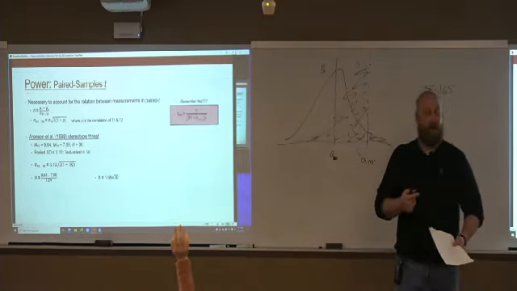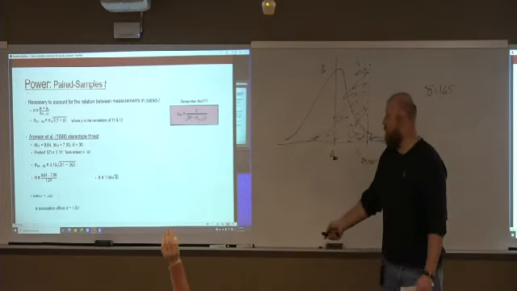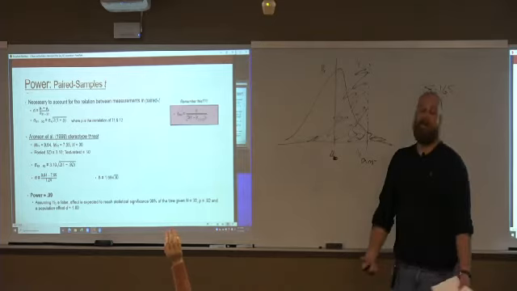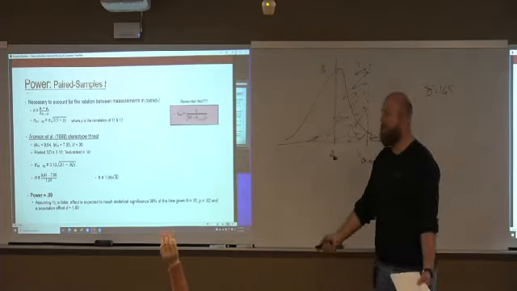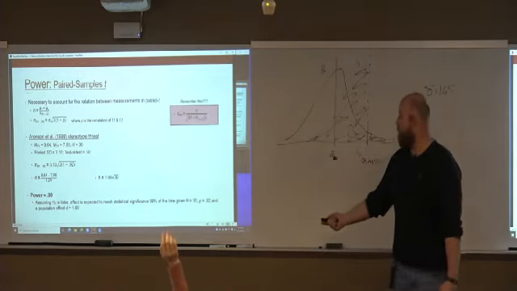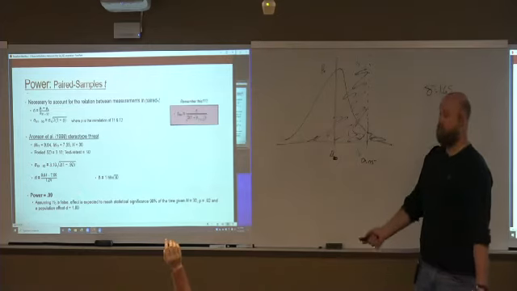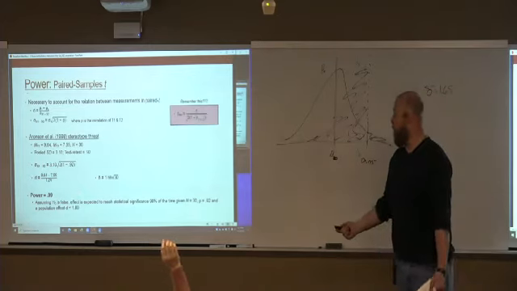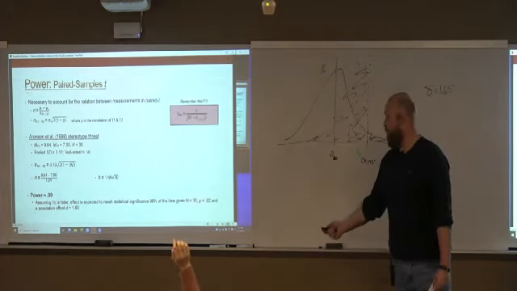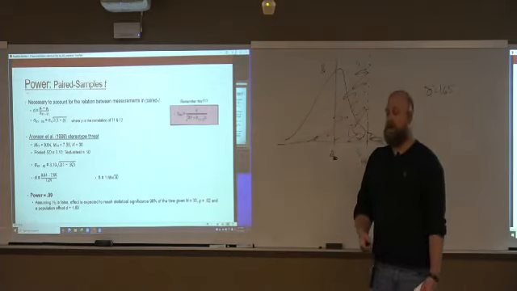Is that even on my power table? No. What that means is my power is off the charts. I have over 99%, basically perfect power here. Assuming that the null hypothesis is false, my effect is expected to reach statistical significance over 99% of the time, given a sample of 30, a correlation between repeated assessments of 0.92, and a population effect of 1.7.